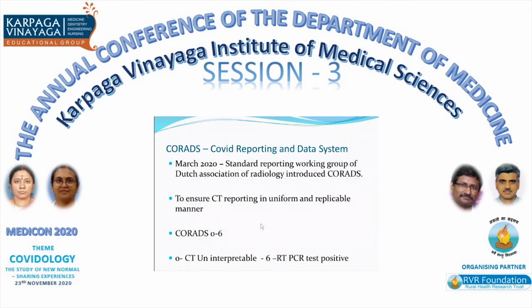So in HRCT chest, they developed something called CO-RADS, whose full form is COVID Reporting and Data System. It was established in March 2020 by the Standard Reporting Working Group of the Dutch Association of Radiology. They introduced CO-RADS to ensure CT reporting in a uniform and replicable manner. So you have CO-RADS 0 to 6, so that all the radiologists and clinicians are on the same page about the disease status. CO-RADS 0 means the CT is uninterpretable, and CO-RADS 6 means the RT-PCR test is positive.